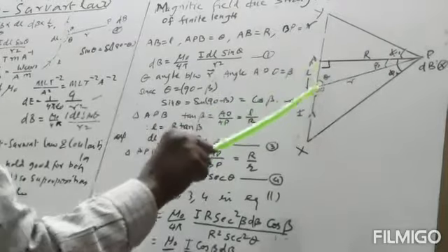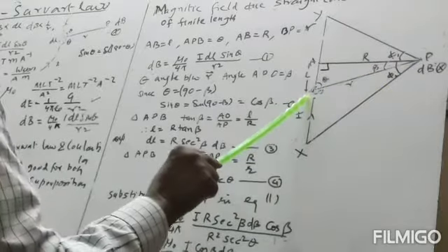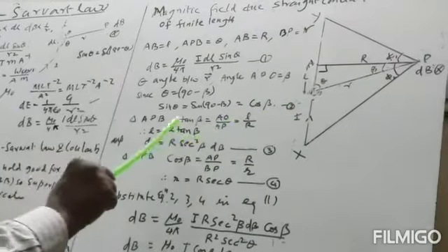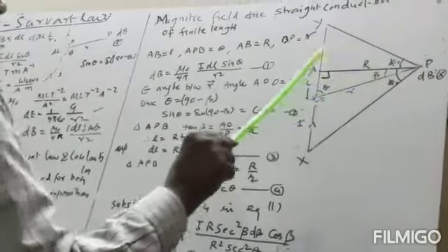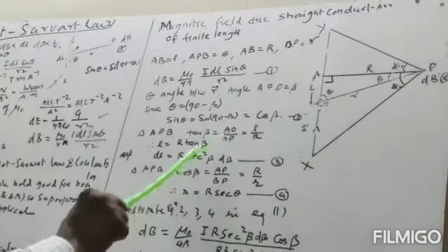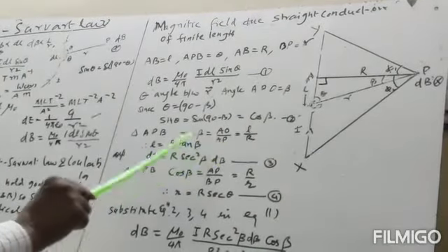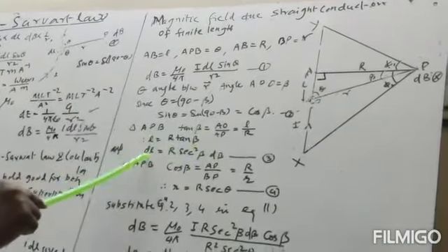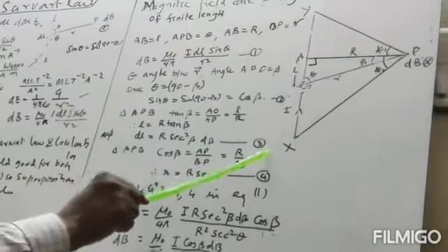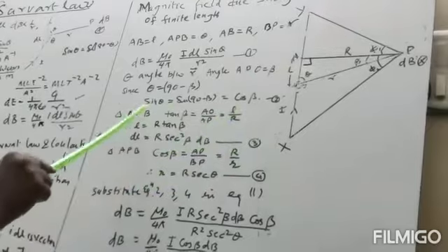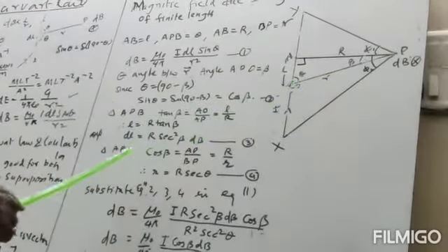Now here we take angle APB. Then tan beta will be equal to perpendicular by base, so it is small l by R. So small l will be equal to R tan beta. We differentiate it. Then dl will be equal to R sec square beta into d beta. Equation number 3. So here we have a relation for sin theta and dl.